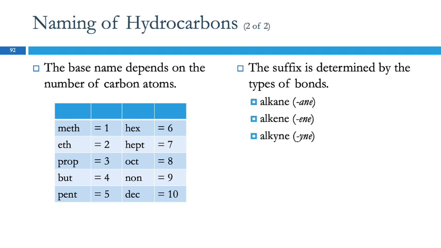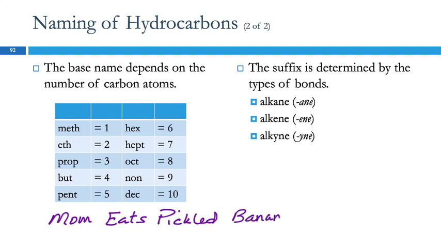So meth, eth, prop, but. Mom eats pickled bananas, which means you're getting a new sibling soon. Because who would like pickled bananas except a pregnant woman? Mom eats pickled bananas. That's not in your textbook. I say this to myself when I need to know how many carbons propane has. Mom eats 3. It's got 3 carbons. So meth is 1, eth is 2, prop is 3, and but is 4.